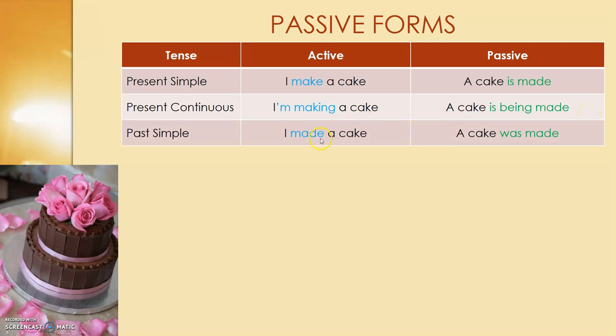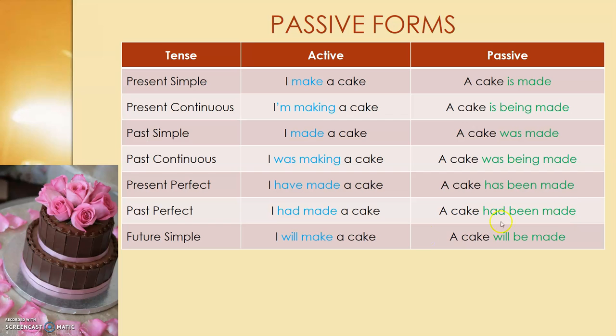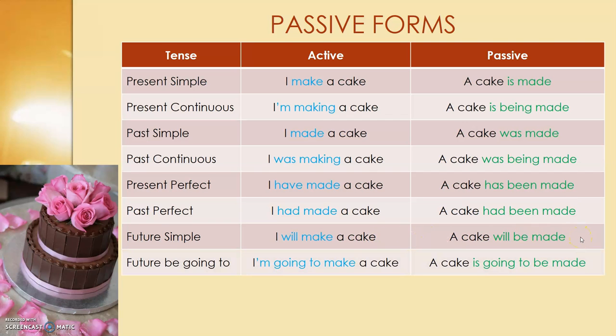With past simple, I made a cake, a cake was made. Past continuous, I was making a cake, a cake was being made. Present perfect, I have made a cake, a cake has been made. Past perfect, I had made a cake, a cake had been made. Future simple, I will make a cake, a cake will be made. Future with be going to, I'm going to make a cake, a cake is going to be made.